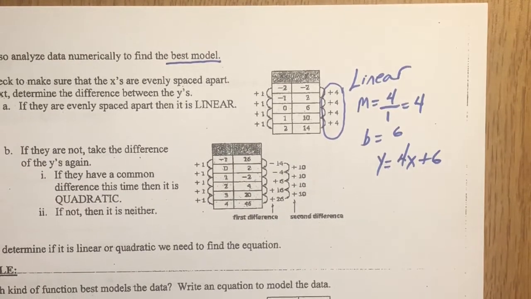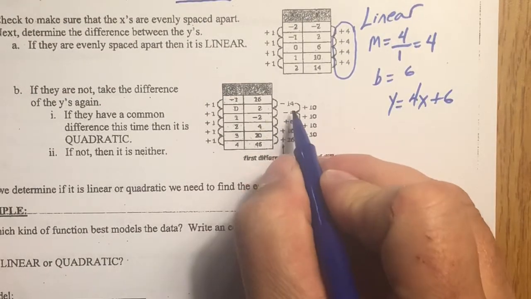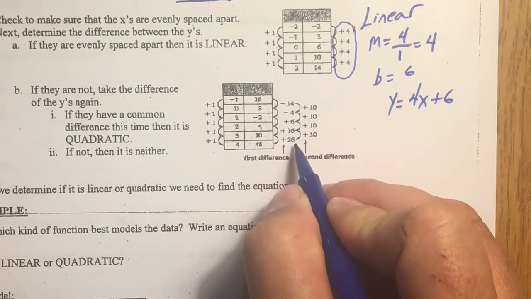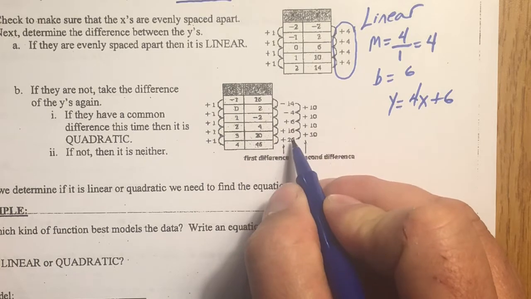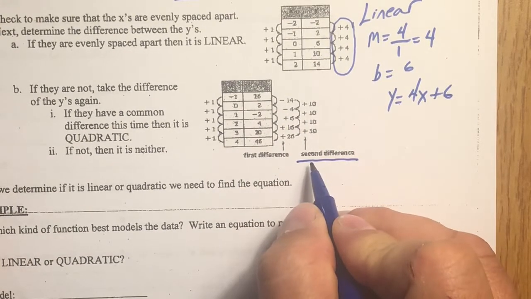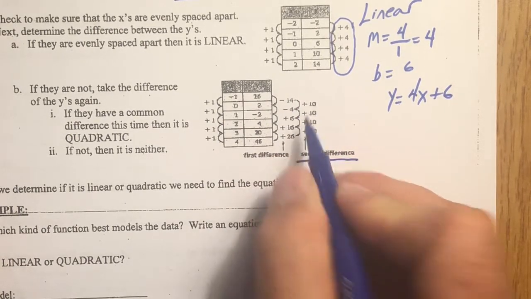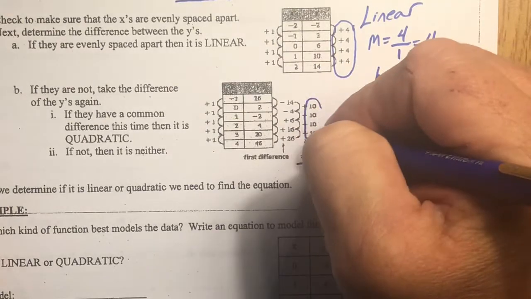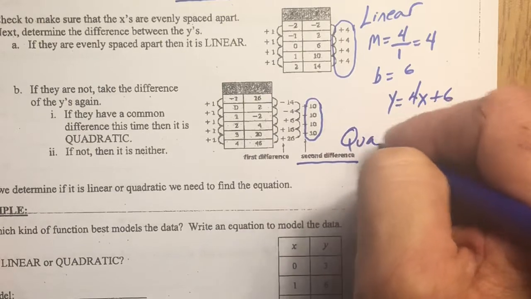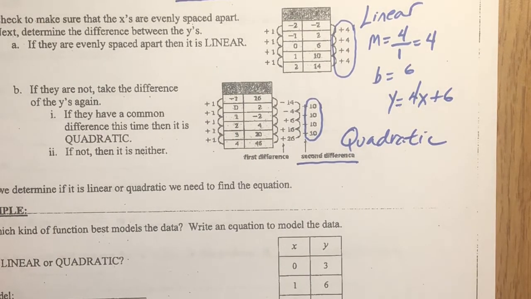What happens if you look at the first difference and they're not the same? Negative 14, negative 4, 6, 16, 26. Notice those are not the same. Then what we're going to do is take what we refer to as the second difference. If you look at the difference of the first difference, you notice that these are all the same. The second difference is the same. That is going to tell you that your example is quadratic.